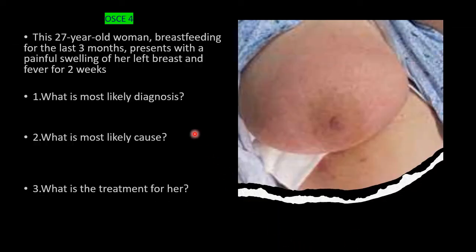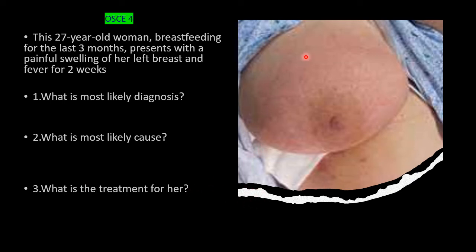Then OSCE number 4. This is a 27-year-old woman breastfeeding for the last 3 months, who presents with a painful swelling of her left breast and fever for 2 weeks. What is the most likely diagnosis of this patient? What is the most likely cause? And what is the treatment for her?